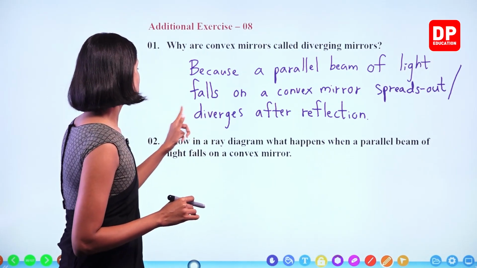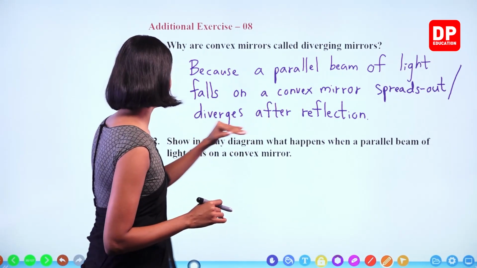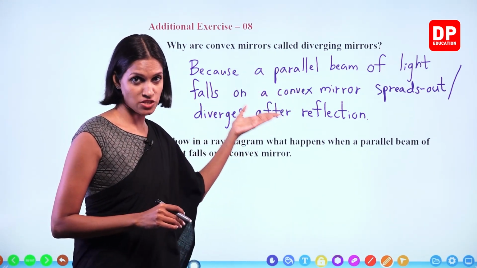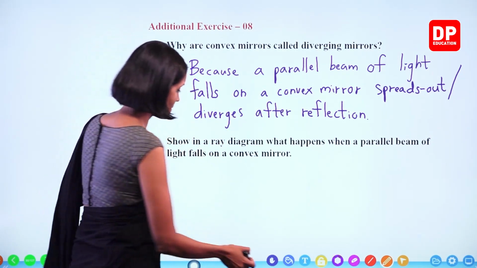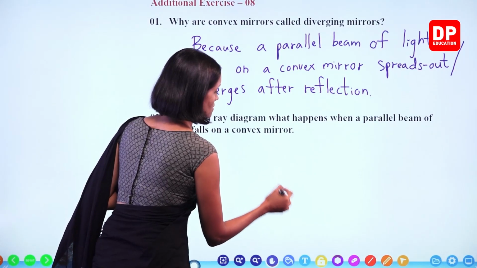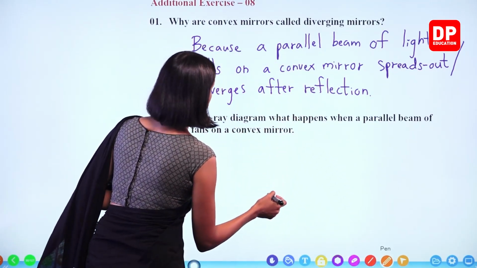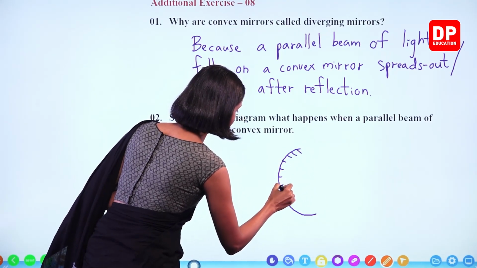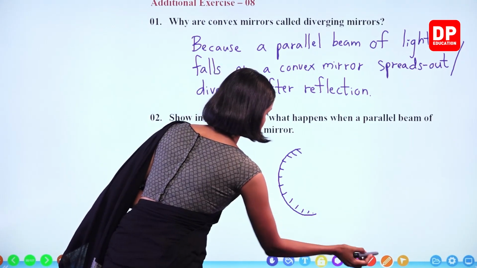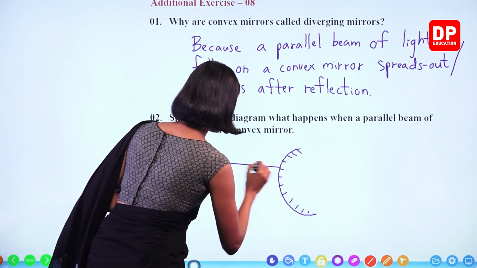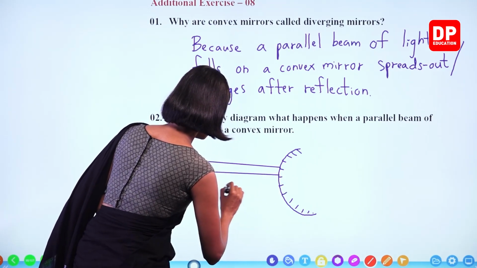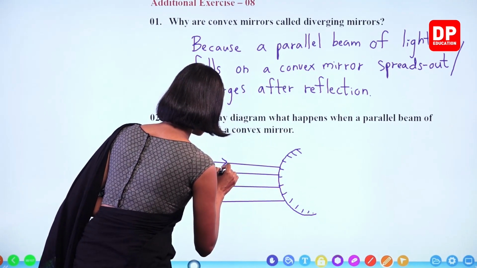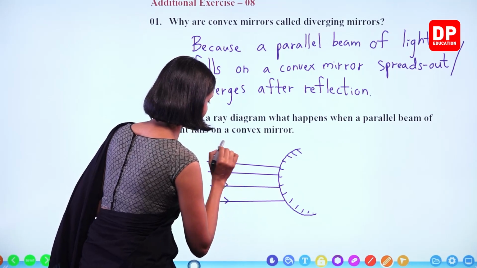Right? Show in a ray diagram what happens when a parallel beam of light falls on a convex mirror. What happens? It spreads out or diverges. That's why they are known as diverging mirrors. Okay? Let's draw this. Convex mirrors. This is the convex mirror. This is the back of the mirror. So you have to draw a parallel beam of light. And you need to draw the arrowheads to show the directions, straight lines and arrowheads.